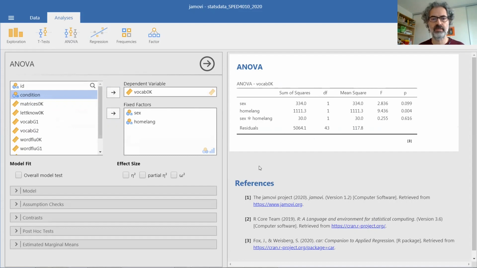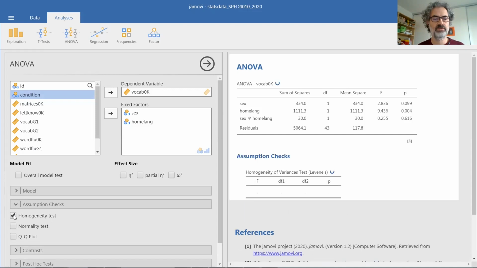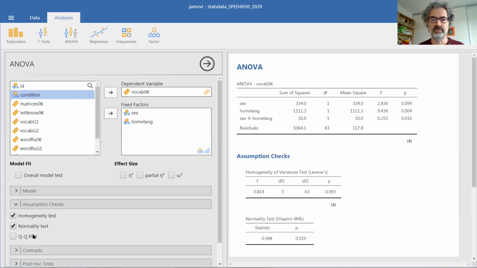Before we go on to actually interpret this, we must go and check the assumptions for the ANOVA. And the assumptions include homogeneity of variance and normality. We see that the p-value for the homogeneity of variances test is high. So we do not reject the null hypothesis that the variances between the groups are equal. The normality test results in a low p-value, which means that our data aren't normally distributed.